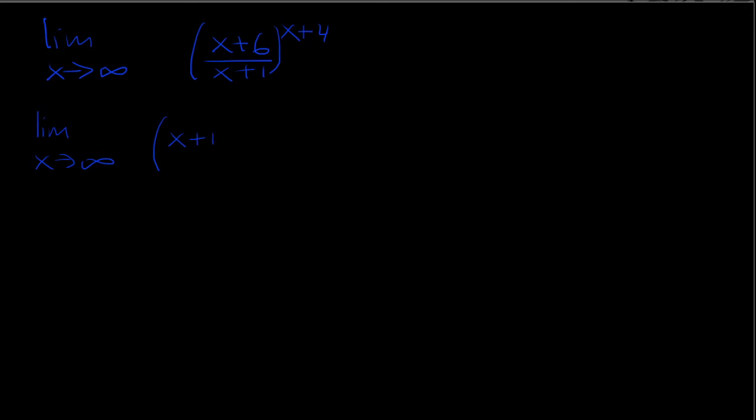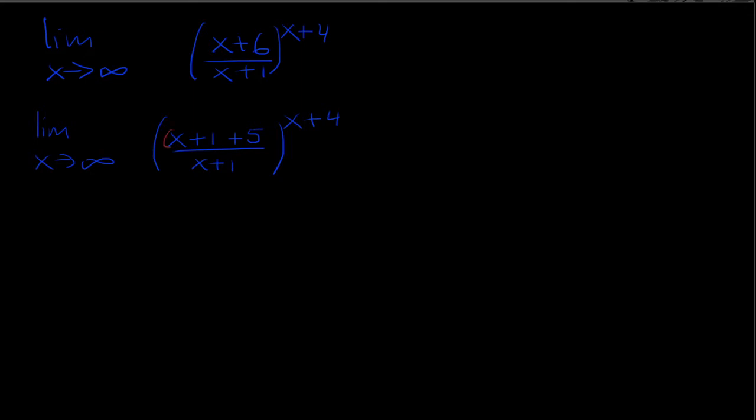I want to find the limit as x approaches infinity of (x plus 6 over x plus 1) raised to the x plus 4 power. Okay, so first I'm going to work inside the parentheses. So I'm going to break up the x plus 6. So I can think of that as (x plus 1 plus 5 over x plus 1), all raised to the x plus 4 power.